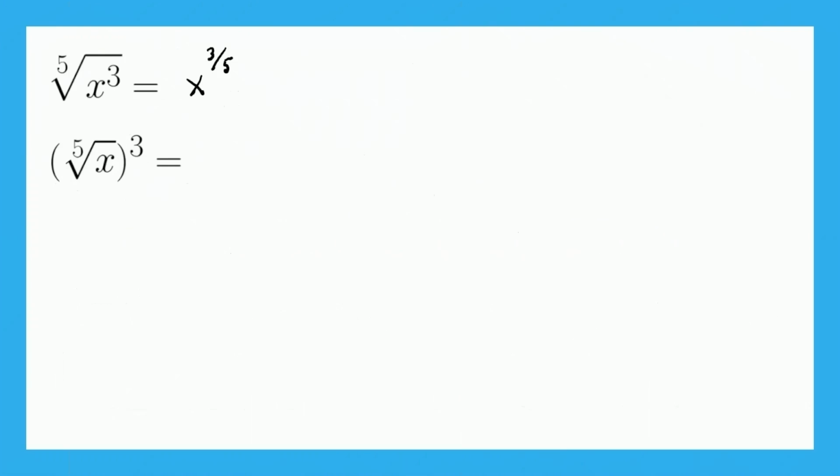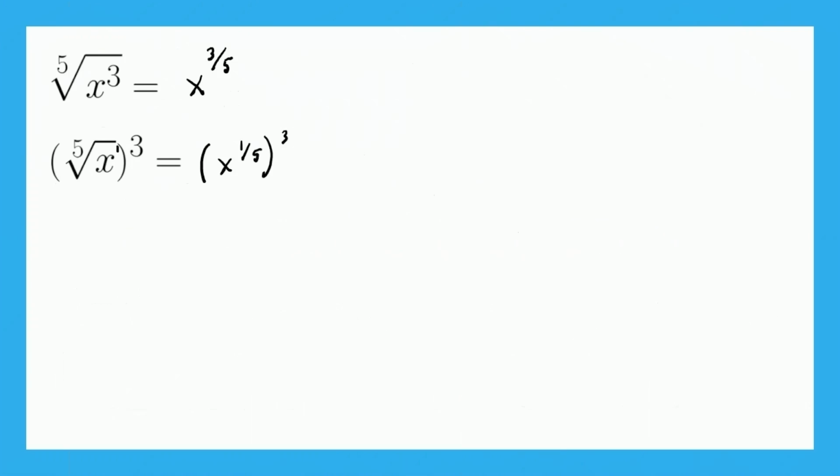We know that this x, just like in the first example and the second example, had an exponent of 1. So there's a 1 right there. This entire expression inside the parentheses would be x to the power of 1 over 5. So there it is, x to the power of 1 over 5, or x to the power of 1/5, all raised to the power of 3. Okay, now what do we do?